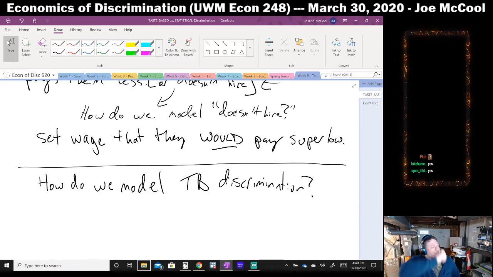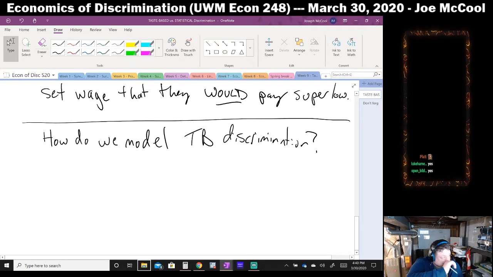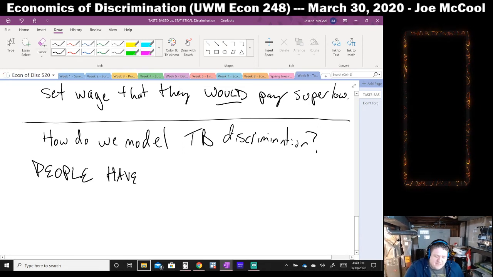Okay, so let's see. How do we model taste-based discrimination? So people have preferences, right? I'm just going to throw a truism out there, and we're going to use that to start to model this. People have preferences.